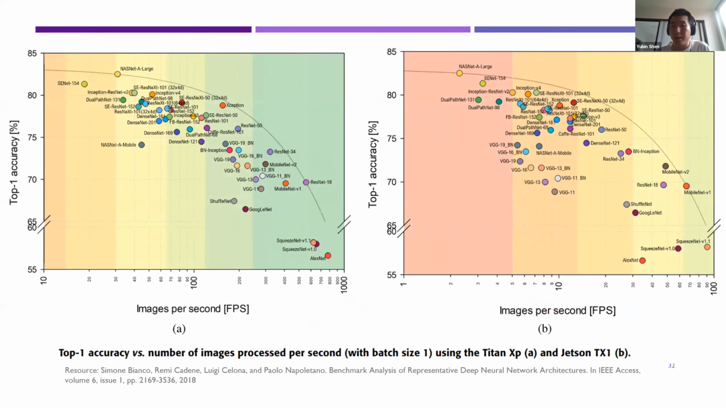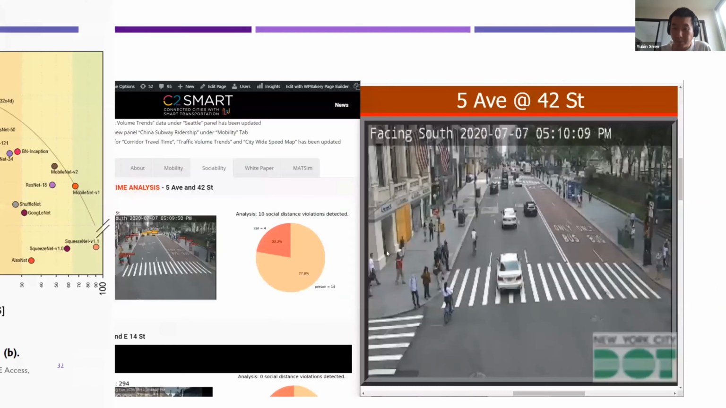Here is an image from another paper. They give a benchmark for accuracy and FPS, the images they can process per second. That will be some reference for you if you are interested in which kind of module is best for your prediction or your application. Let's go to the demo.